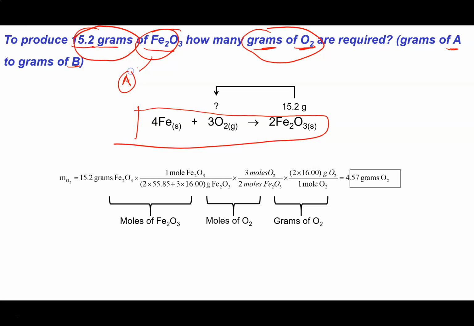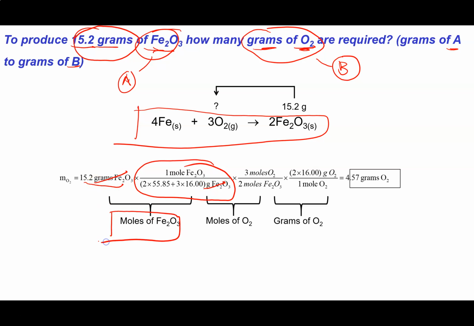Fe2O3 is going to be my A, grams of O2 is going to be my B, what I'm trying to solve for. So I know I need the molar mass of Fe2O3, I need the molar mass of O2, and I also need the mole ratio relating the two. So I'm going to take my grams of Fe2O3, multiply it by 1 on the molar mass of Fe2O3, and when I cancel units, you will see that this leaves me with moles of Fe2O3.